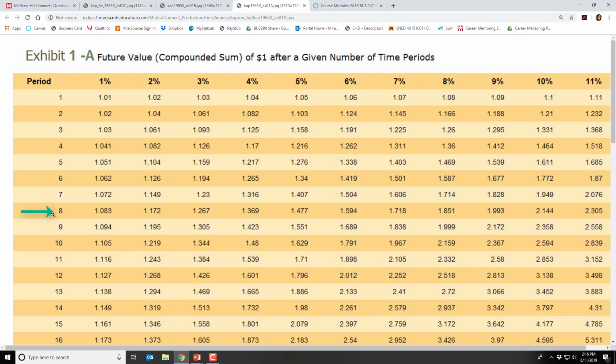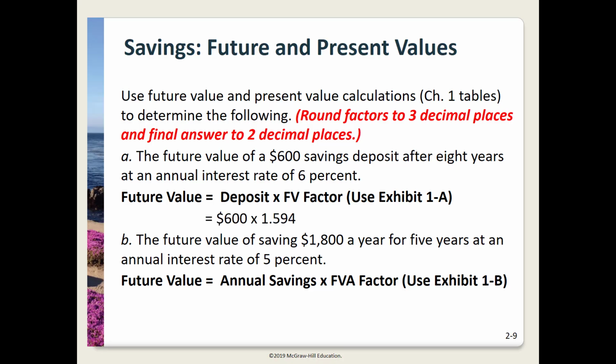And the interest rate was 6%, so I'm going to go across the columns until I get to the 6% column. And then going down until I get to my 8-year row, my factor is 1.594. So plugging all that in, I take $600, my deposit, times my factor, and we get a future value of $956.40.